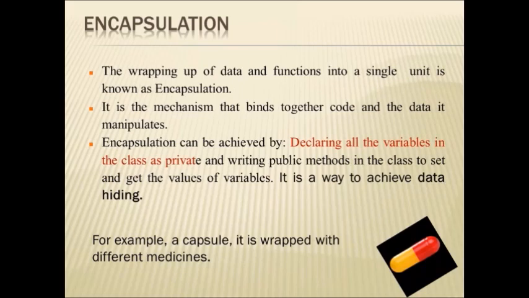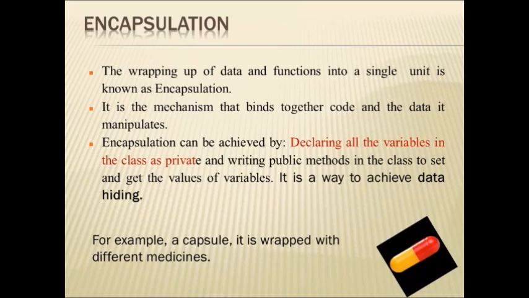That is, if you observe, the object contains data and functions. These objects are implemented by using a special user-defined data type called a class. That is, the class is a collection of data and functions in one unit. So encapsulation can be implemented by using a class, or it can be achieved by declaring all the variables in the class as private and writing public methods in the class to set and get the values of the variables.